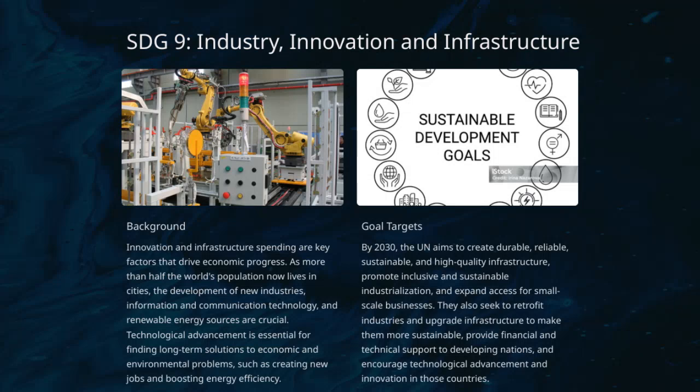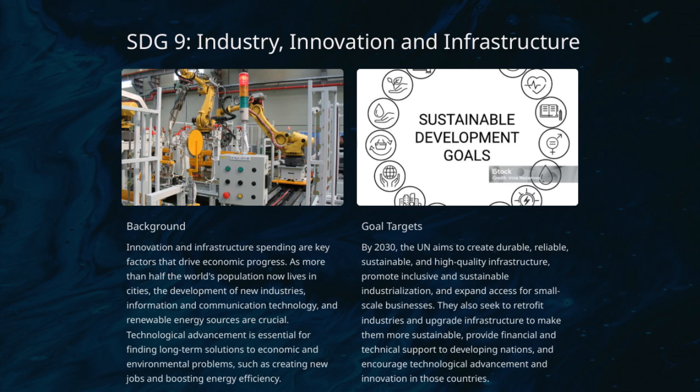By 2030, the UN has a clear vision for building a better future through infrastructure. They aim to create structures that are durable, reliable, sustainable, and of high quality. This isn't just about bricks and mortar. It's about fostering inclusive and sustainable industrialization that benefits everyone. They also want to expand access for small-scale businesses, helping them grow and thrive.